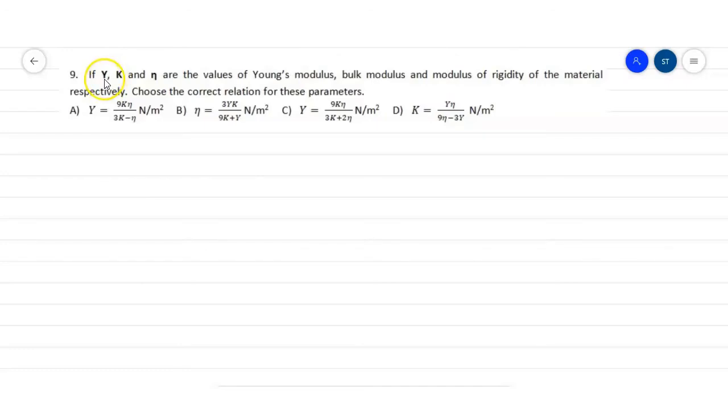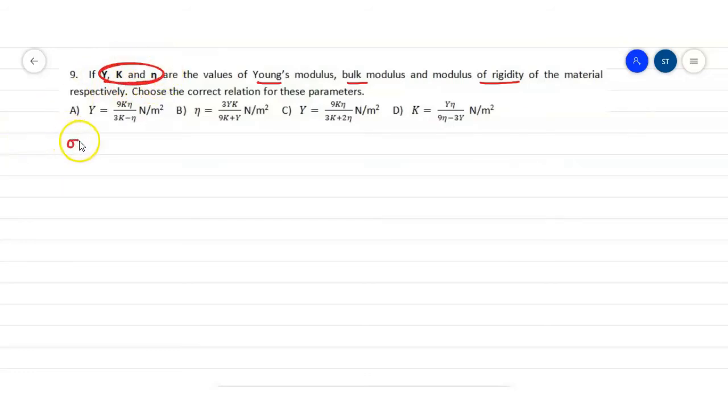Hello everyone. The question given is, if Y, K and eta are the values of Young's modulus, bulk modulus and the modulus of rigidity of a material respectively, then choose the correct relation of these parameters. We have to find the relation between these three parameters.